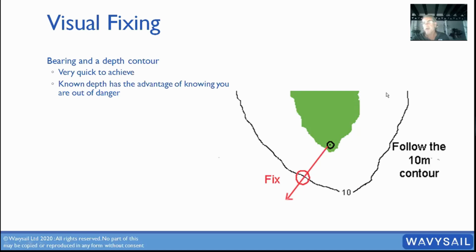So if we're going around this headland, the knowledge of where you are by your depth tells you you're out of danger. Because you can look at this and say, okay, there's my 10-meter contour and there's nothing to hit on it. So if I sail around this headland in the 10-meter contour, I'm never going to hit the bottom. So it's a very, very good way of navigating, and therefore a very quick way of getting fixes.